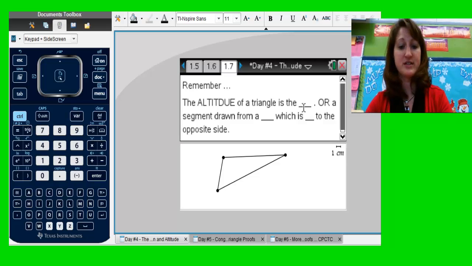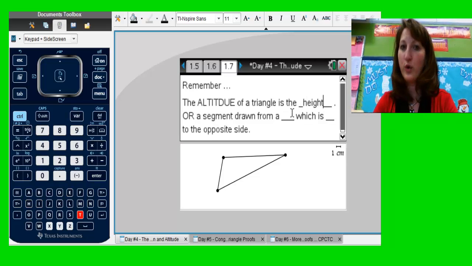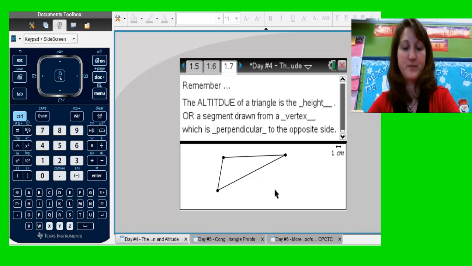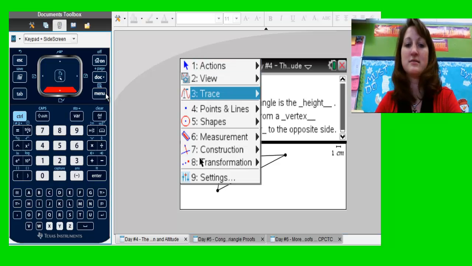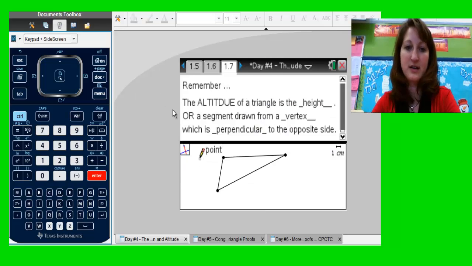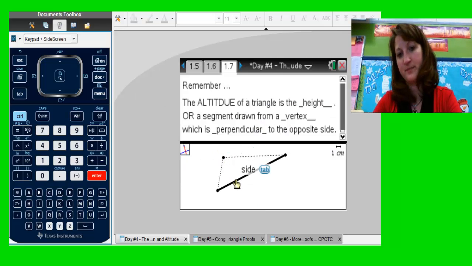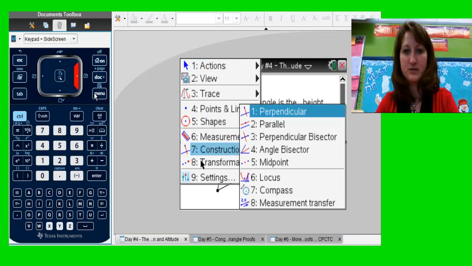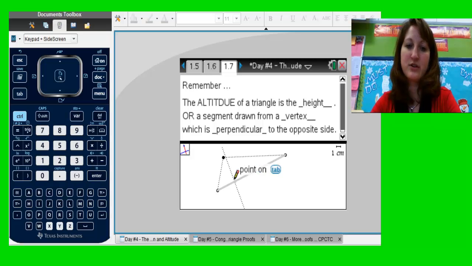The altitude of a triangle is the height, or more specific, it's a segment drawn from a vertex which is perpendicular to the opposite side. So what I want to do is draw in a perpendicular line that goes perpendicular to this side.